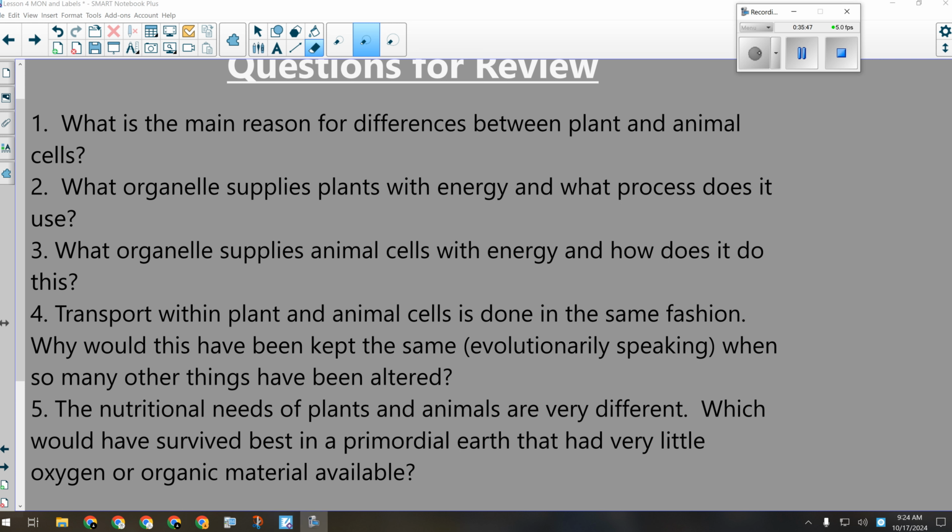All right, so what's the main reason for the differences between plant and animal cells? 3 words. Modes of nutrition, right. What organelle supplies plants with energy? What process does it use? Chloroplast? Photosynthesis. What organelle supplies animal cells with energy? Lysosome. And it does? Digestion, yeah.